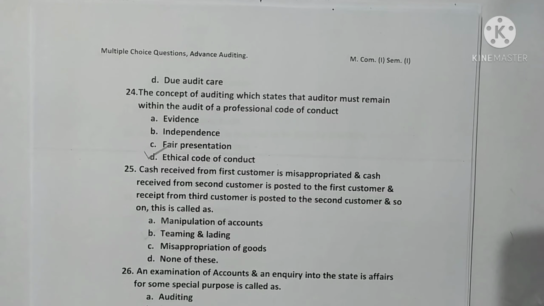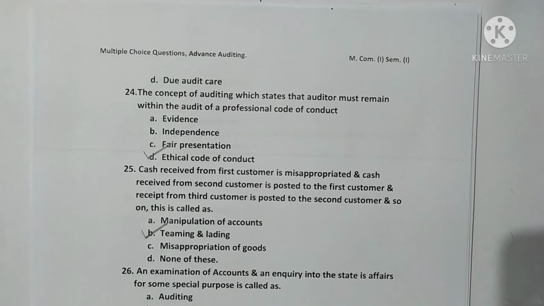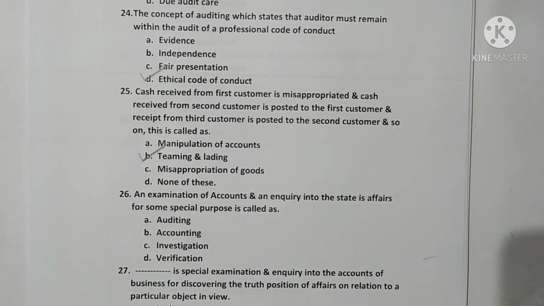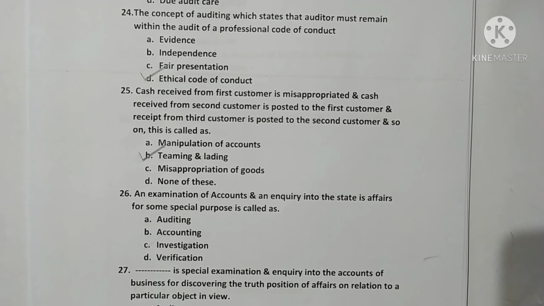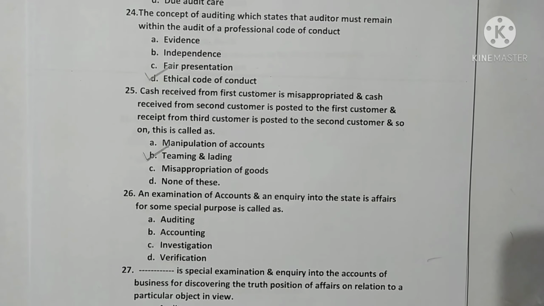Cash received from the first customer is misappropriated, cash received from the second customer is posted to the first customer, receipt from the third customer is posted to the second customer, and so on. This is called teeming and lading. Option B is correct. Question 26. An examination of accounts and inquiry into the state of affairs for some special purpose is called an investigation. Here option C is correct.